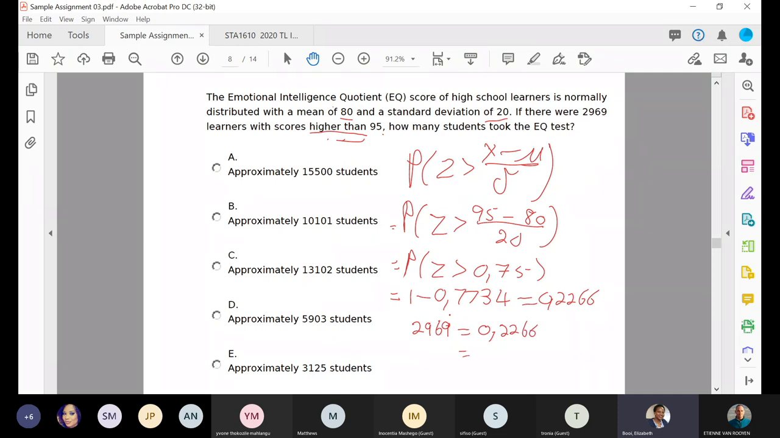0.2266, or about 23%. If 100% of those who took the test, because this is 23% of those who got an EQ higher than 95, 100% of them is equivalent to 1. Or I could say they are equivalent to 1. You can say it that way. If I want to know what is my X, or in this instance, I can use my N. Let's use N here.